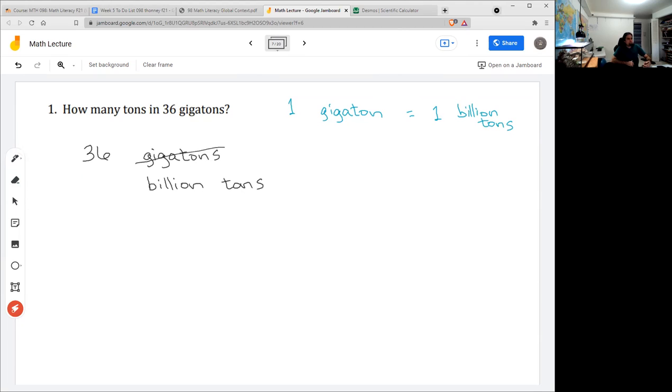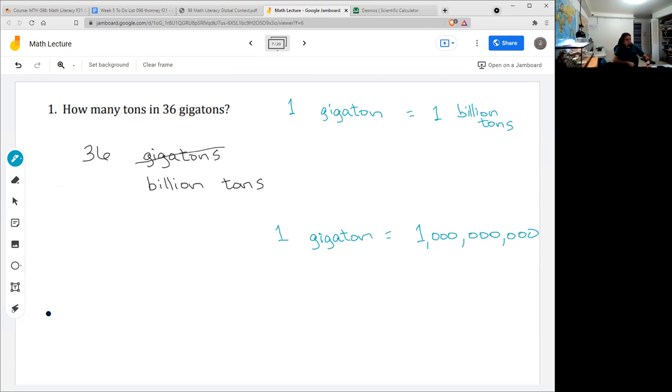And that's an important thing to do with what's happening philosophically. I'm taking one unit and I'm replacing it with another unit that means the same thing. I'm allowed to do that. It's no big deal, but realize what we're doing while we're doing it. Maybe we like writing a whole lot of zeros. So in that case, we could say that 1 gigaton is 1 with 9 zeros.